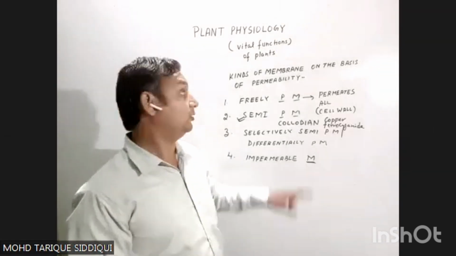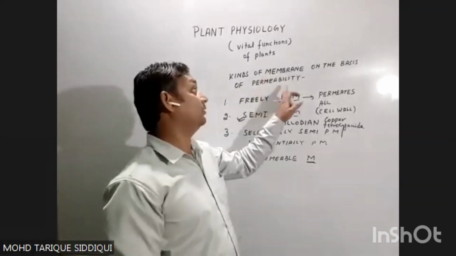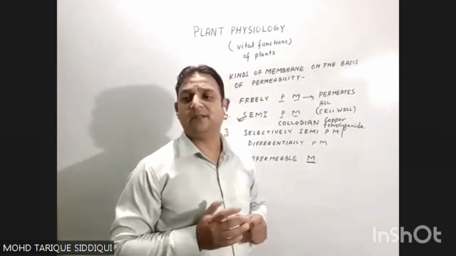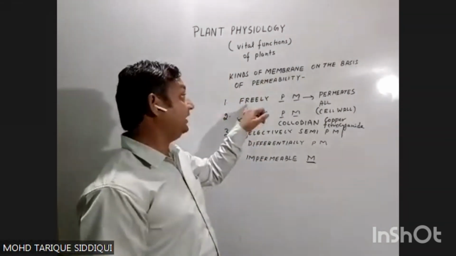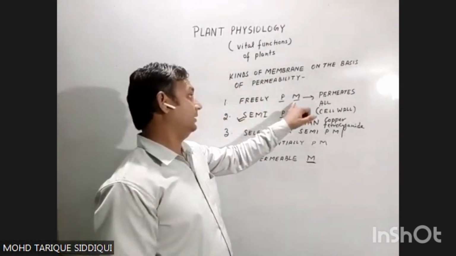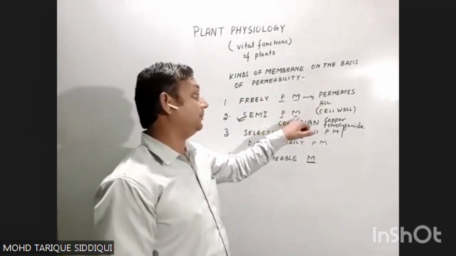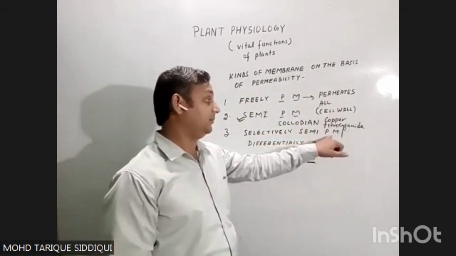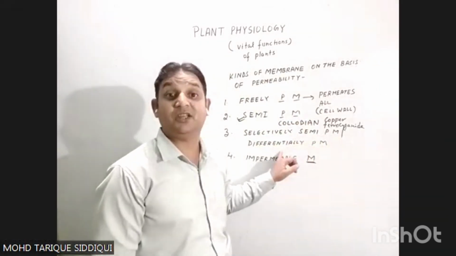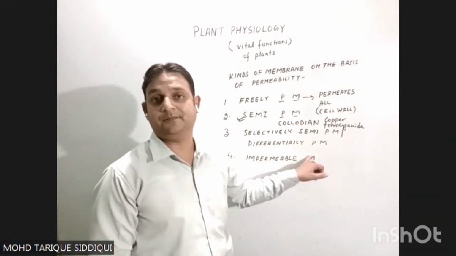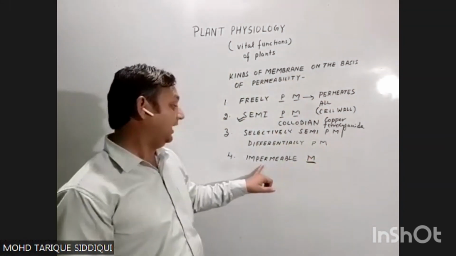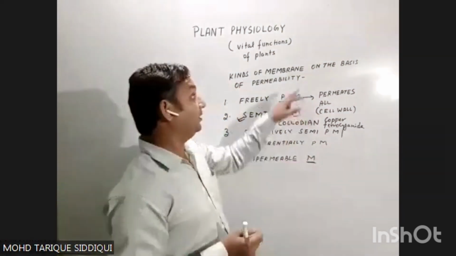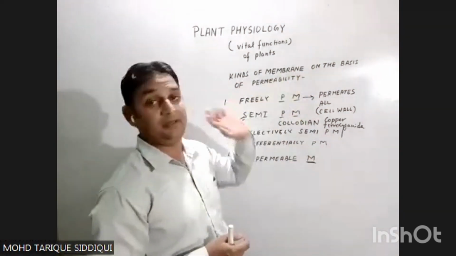So we have to talk about kinds of membrane on the basis of permeability. So there are four kinds of membranes on the basis of permeability: freely permeable membrane, semi-permeable membrane, selectively semi-permeable membrane, or differentially permeable membrane. And the last one we have impermeable membrane. So there are four types of membrane on the basis of permeability.